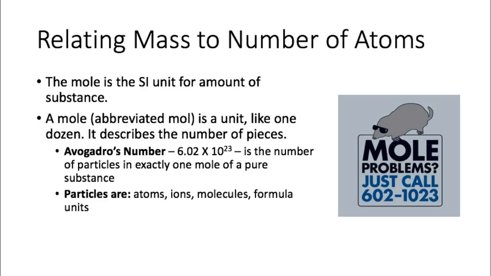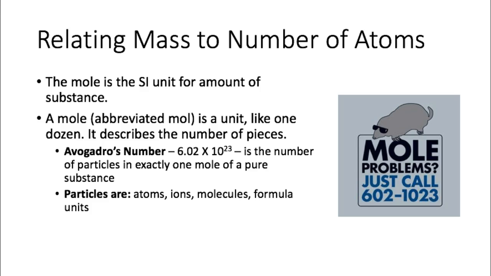I can go into a bakery and say I want a dozen donuts, and they know I want 12 donuts. I can walk into a chemistry lab and say I want a mole of copper, and I know that's a certain amount of copper. And that amount is a number called Avogadro's number, which is 6.02 times 10 to the 23rd. That's the number of particles in exactly 1 mole of a pure substance.